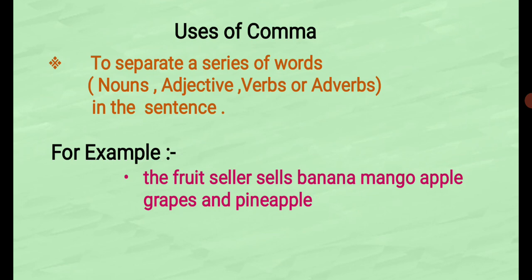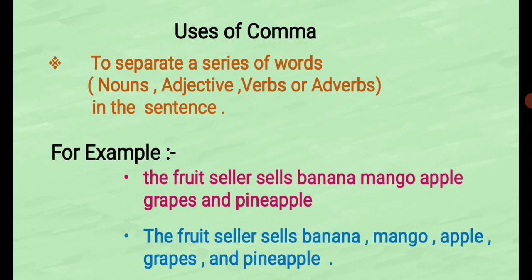So the fruit seller sells, then we will write banana, then put comma, mango, then comma, apple, then comma, grapes and pineapple. Just remember one thing, wherever the word and is there in the sentence we will not put comma before and, right? So let's see the answer. The fruit seller sells banana, mango, apple, grapes and pineapple. Here I have made a mistake. So don't put comma before grapes.